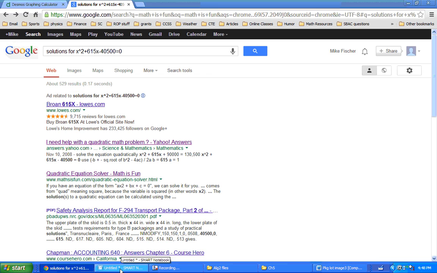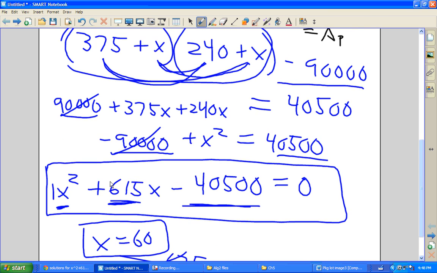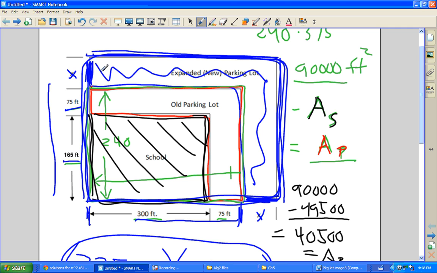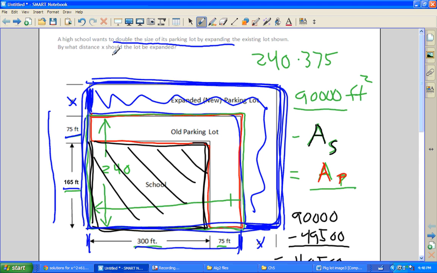Okay, so our solution here is valid. They need to expand that parking lot by 60 feet on this side and 60 feet on this side, and now that L-shape will be equal to the red L shape, and they will have doubled their parking lot just like it asks.